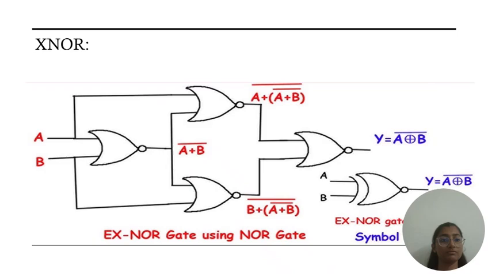At last, representing our XNOR gate using NOR gate. To represent this, we are going to use 4 NOR gates with A and B taken as input, and in each gate they get inverted to get our XNOR expression. The actual representation of the XNOR gate is given below. For the input of A and B, we get the output y equals A exclusive B whole bar. Here the small circle represents the inversion.